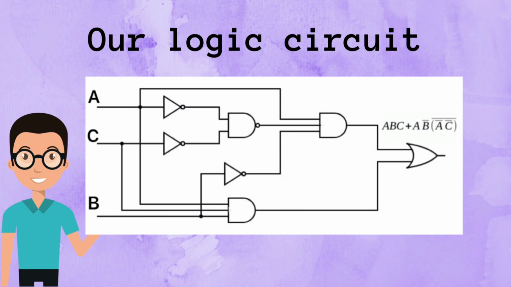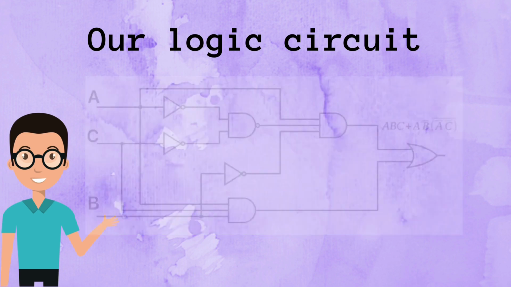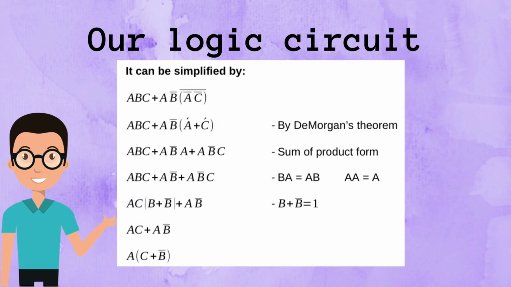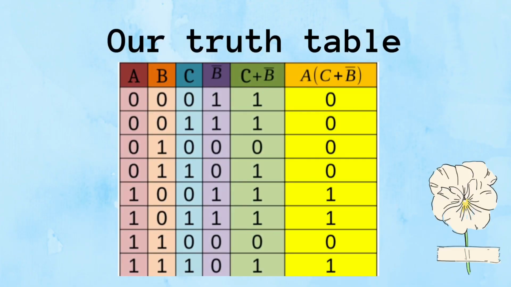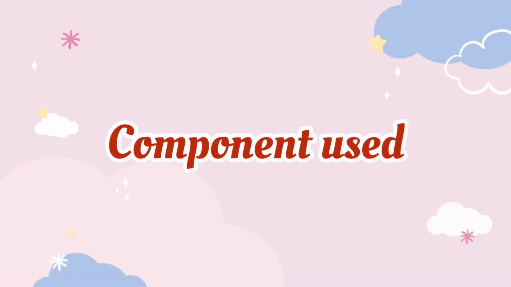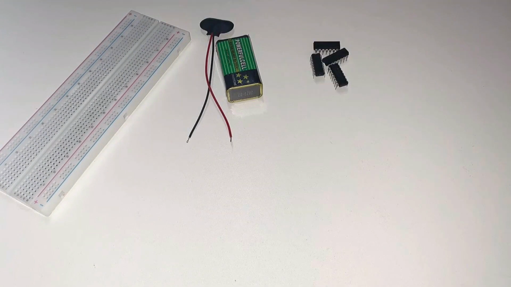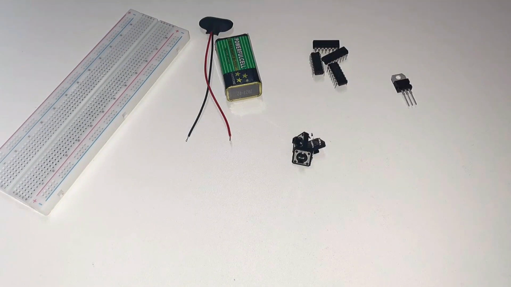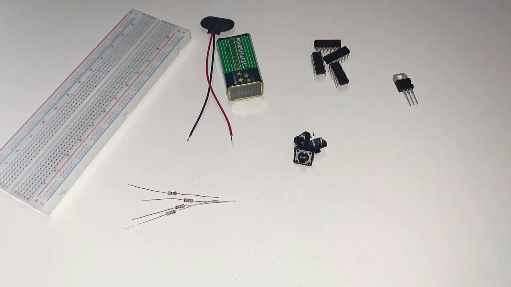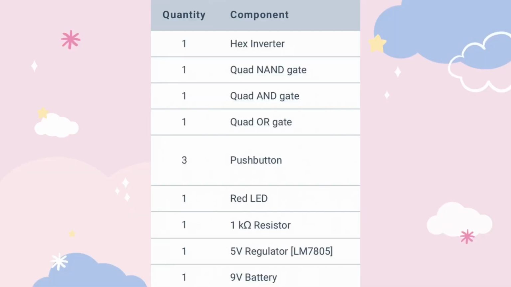This is our logic circuit. It has NOT gate, NAND gate, AND gate, and also OR gate. The Boolean expression for this circuit can be simplified as this. We use the simplified version of the Boolean expression to build a truth table and compare it with the typical truth table. Components used: breadboard, 9V power supply, IC gates, switches, voltage regulator, resistors, LED, and wires.